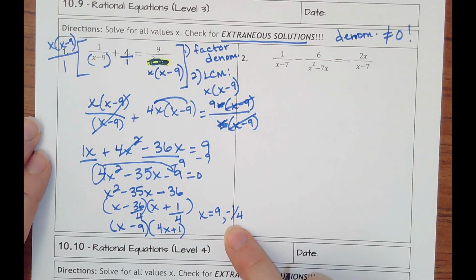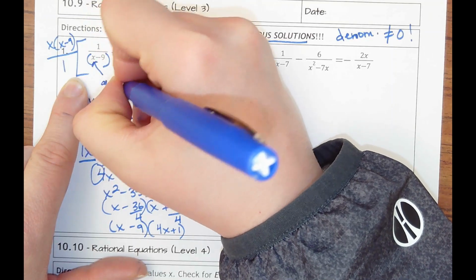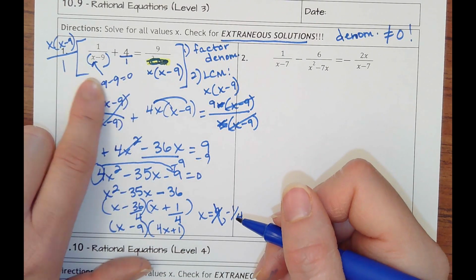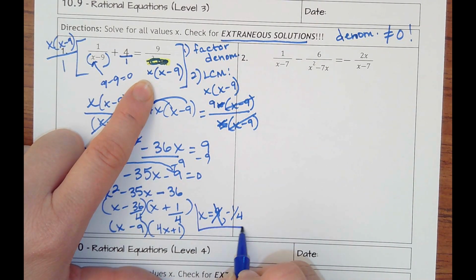Okay, so let's check those. If I plug in a 9 right here, 9 minus 9 is going to make 0. That's bad, so that one's out. But I don't see any problem with a negative 1/4. That won't make it 0. So that's my only solution.